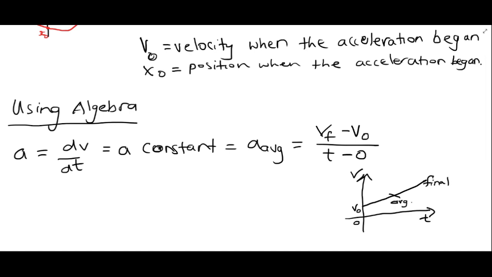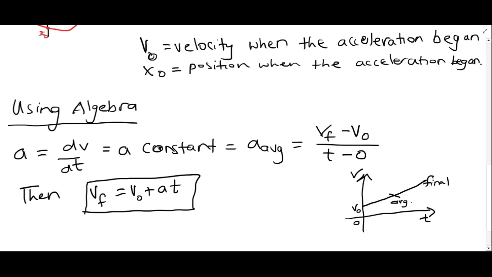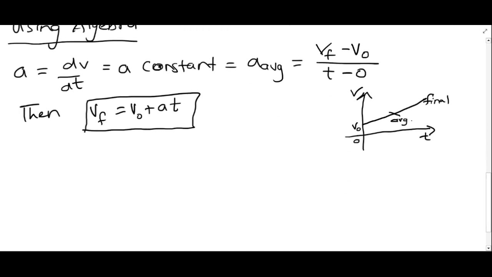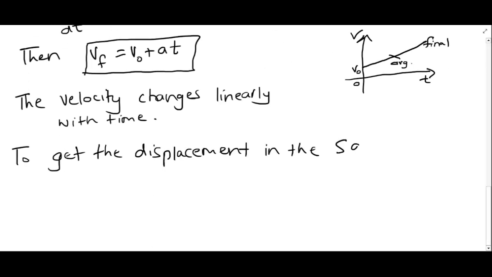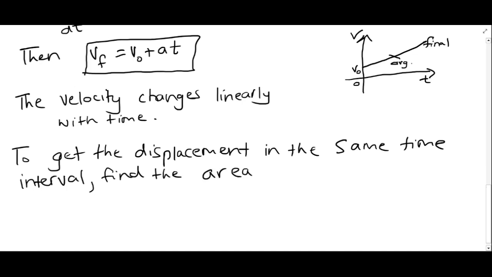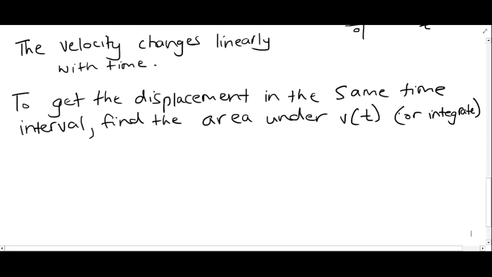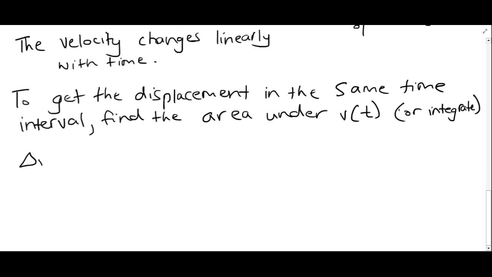Then, using the formula above, we can derive vf equals v0 plus at, where the velocity changes linearly with time. Now, to get the displacement in the same time interval, what we have to do is find the area under the velocity time graph. And we can do that either manually or we can use methods of integration.